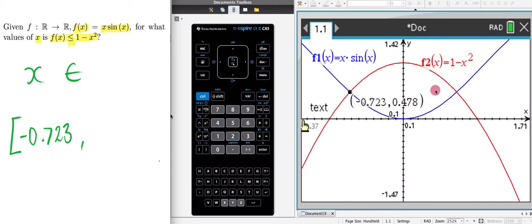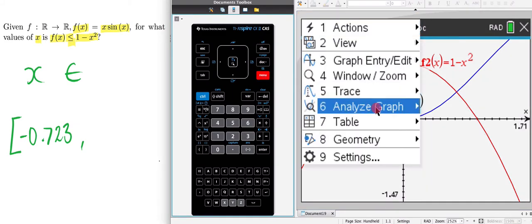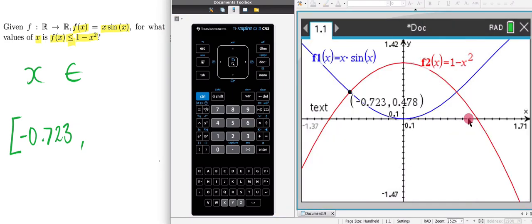So it's going to be this point. So another intersection point. So I'm going to go menu, analyze graph, intersection again, from here to here. So it's going to be 0.723. And again, this is where these two graphs are going to be equal to each other, but we still want that information because it's less than or equal to.